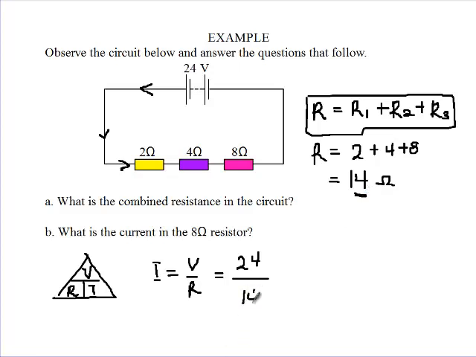So 24 divided by 14, we simplify. 2 goes here 12, 2 goes here 7, and that is going to give us 12 over 7. And then the answer we're going to get if we do long division is 1.7 amperes as our answer.